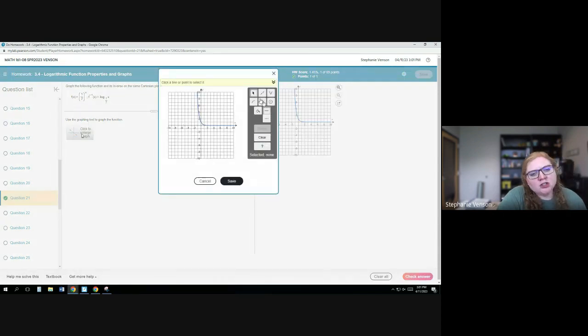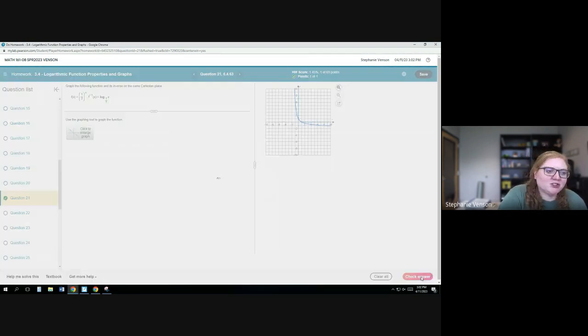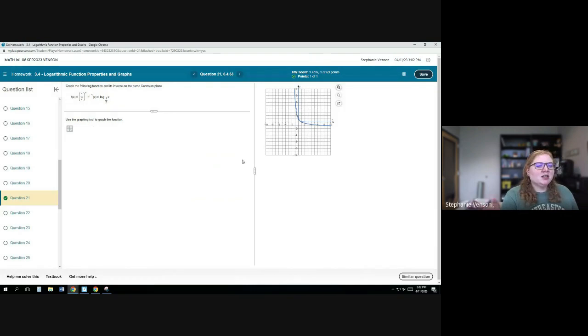Click to enlarge. This time we click the logarithmic tool, click anywhere, change the base to 1/7 and save. Check answer. Okay, so again, me teaching you that on paper wouldn't really translate to how you do it in Pearson. So I wanted to show you in Pearson.